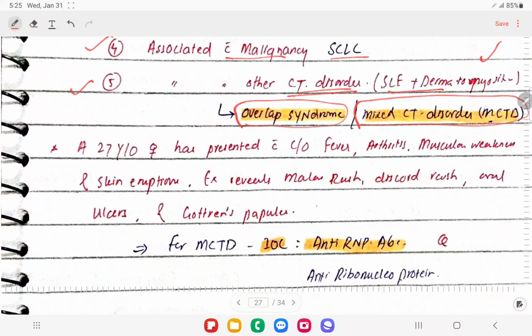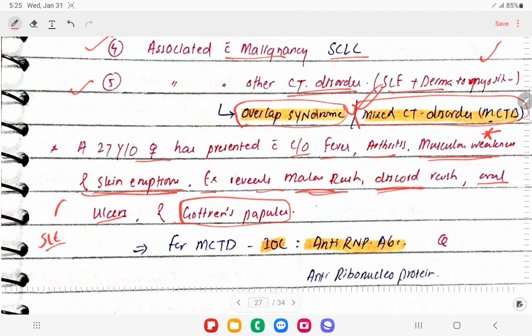So let's see a case of mixed connective tissue disorder, right? Overlap syndrome. A 27-year-old female has presented with complaints of fever, arthritis, and muscular weakness, right? So there is muscular weakness in these patients, and skin eruptions, right? And examination revealed malar rash, discoid rash, and oral ulcers. So this is basically a case of SLE, right?